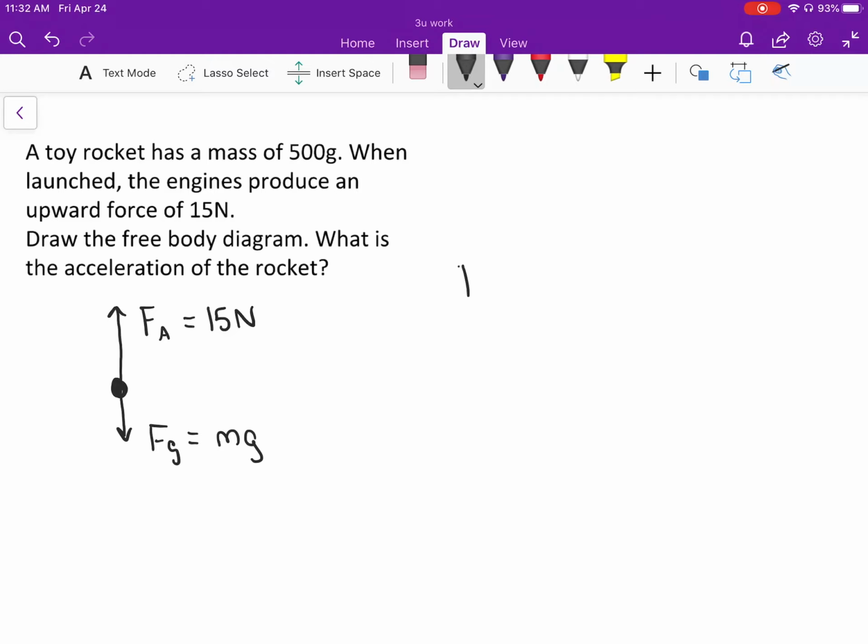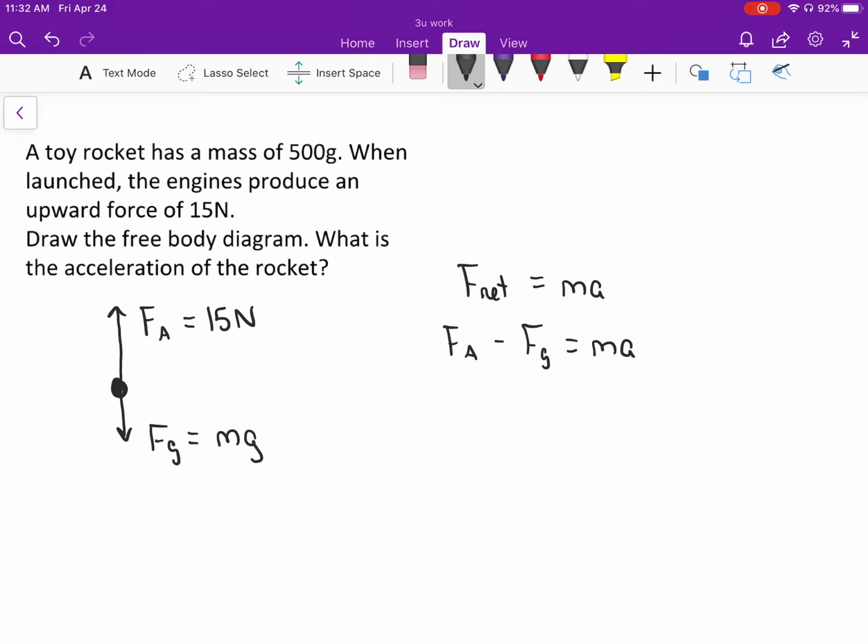When we're setting up our F net equals ma, it's easiest to always make the bigger force, if you know which one's bigger, or the direction of acceleration positive. So in this case, eyeballing it, I can tell that the 15 is bigger, or if I don't, it's a rocket. It's going to be accelerating upward. So I'm going to call the upward the positive force, and that means gravity ends up being our negative force. F net is equal to ma, so it's really the difference when we take gravity off of the F applied, whatever's left over there, that's what makes it accelerate.